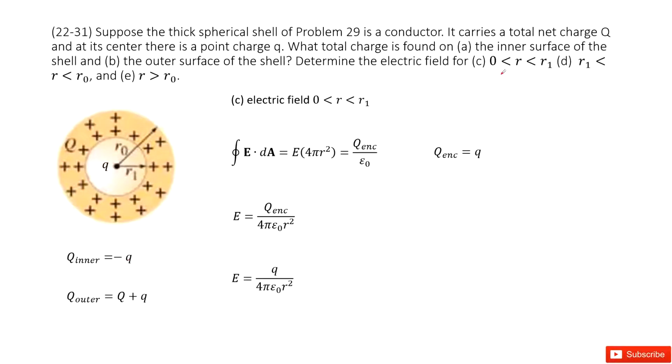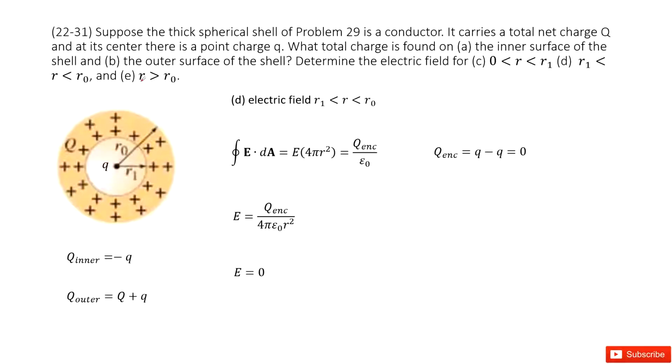Now, next, we need to determine the electric field. The first case is r smaller than R1. We can draw a Gaussian surface like this one and apply Gauss's law. The electric field times the Gaussian surface area equals the enclosed charge divided by epsilon naught. In this case, the enclosed charge is just small q. Replacing Q enclosed with small q, we get the answer there.